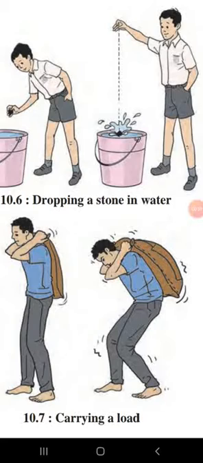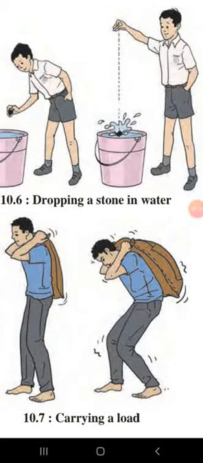This force is of different types. First was muscular force. The force applied with the help of muscles is called muscular force. Second, mechanical force. The force applied by means of machines is called mechanical force. Third was gravitational force. The force applied by the earth to pull objects towards itself is called gravitational force.